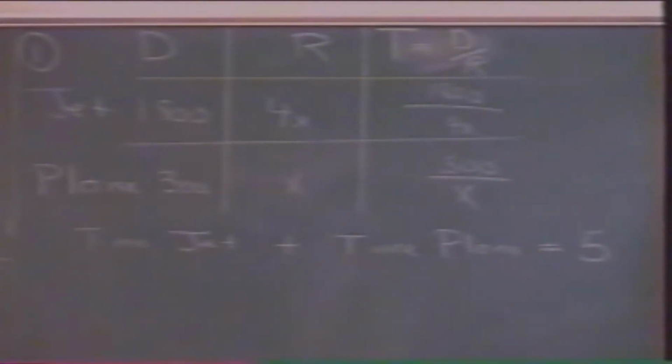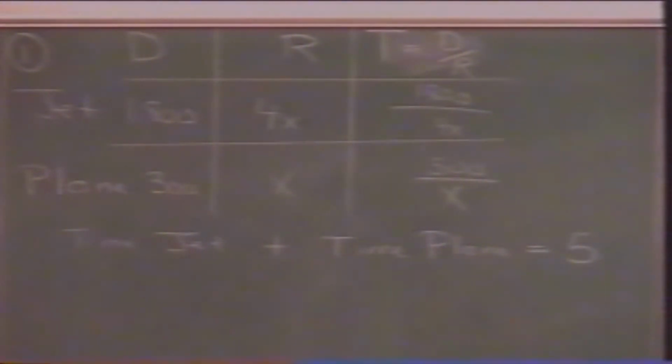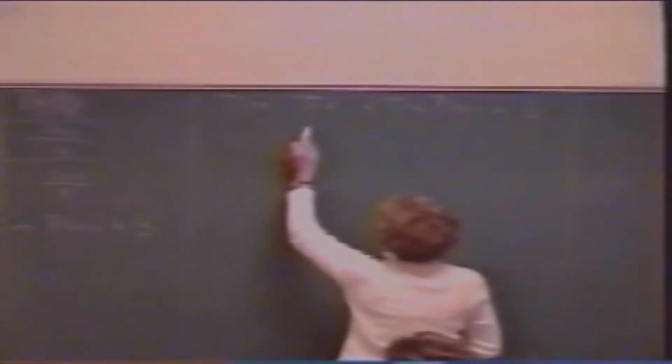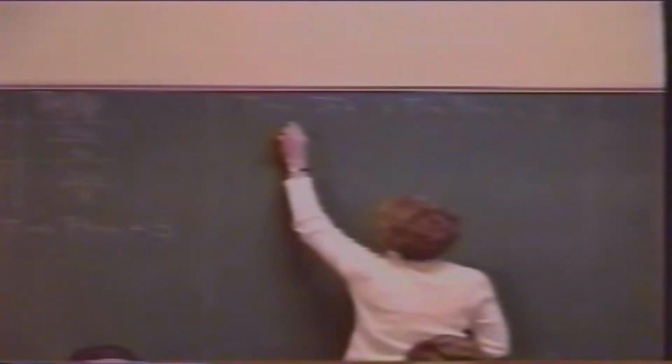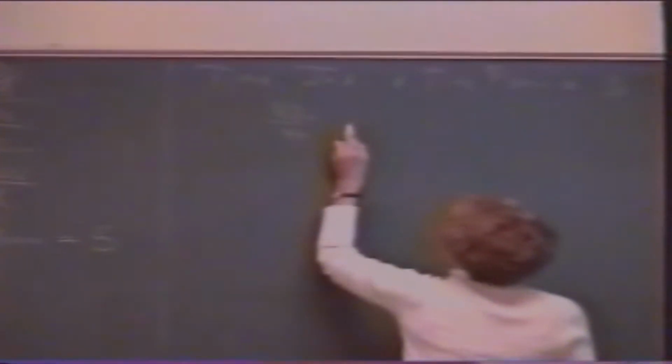So I'm going to rewrite this up here to solve that. The time of the jet plus the time of the plane is 5. And all we're going to do is take things from our chart. From our chart, the time of the jet is what? What do we have in our chart for the time of the jet? 1800 over 4x, plus the time of the plane, 300 over x, equals 5.